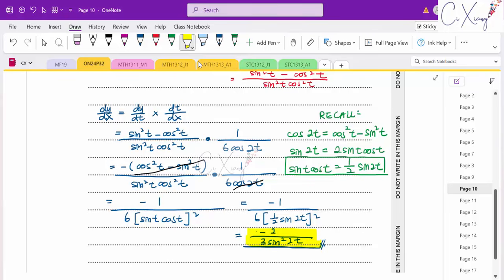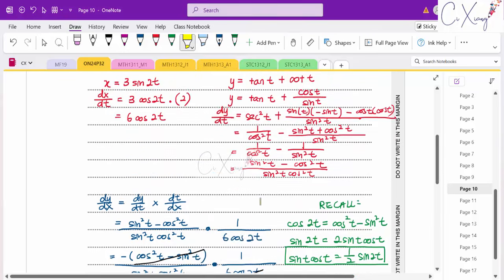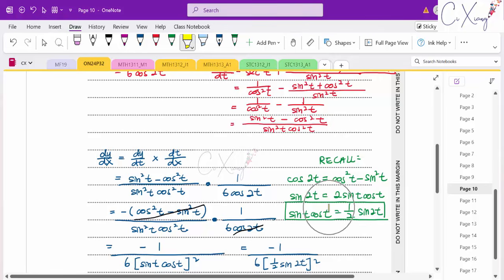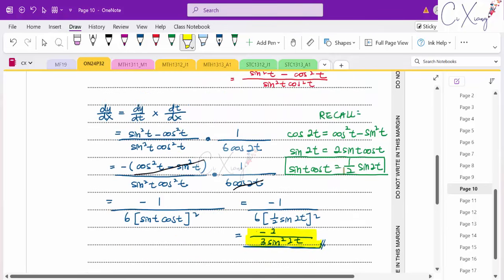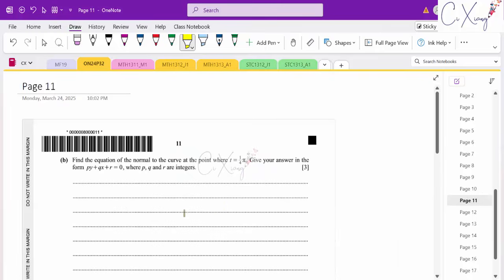Alright? So again, like what I mentioned earlier, if you can memorize some of the identities here, it actually will help a lot to give us some hint on how to lead to the final answer that they want us to show. Okay? Alright, so let's have a look at part B.